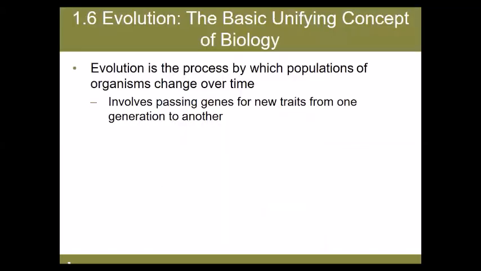Section 6 here just mentions a few things about evolution. We've already mentioned that briefly, the process by which populations of organisms change over time. And as they do that, this involves passing the genetic information, genes, DNA sequences from those new traits from one generation to another.